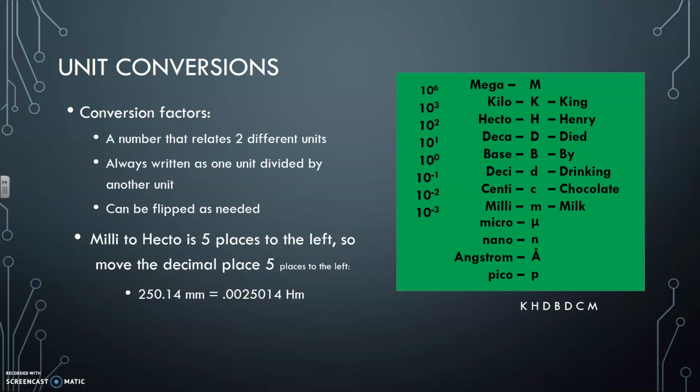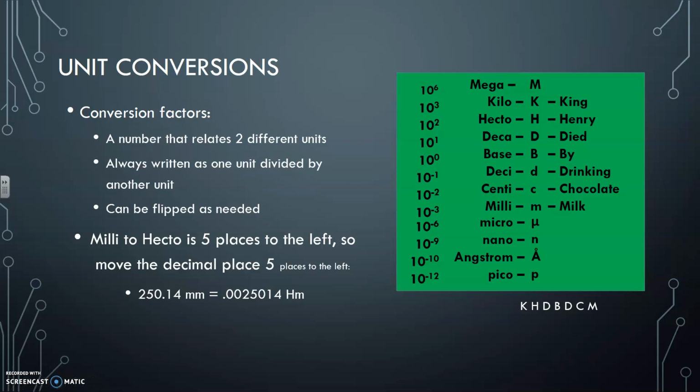Angstrom is important because it's actually the scale that atoms are at. So if you have an angstrom, it's 10 to the negative 10th of a meter. So that's why that one's thrown in there.